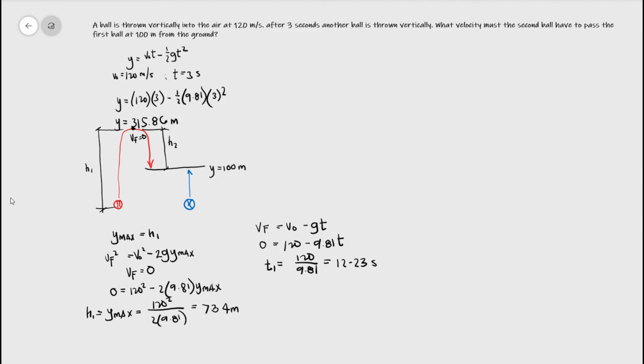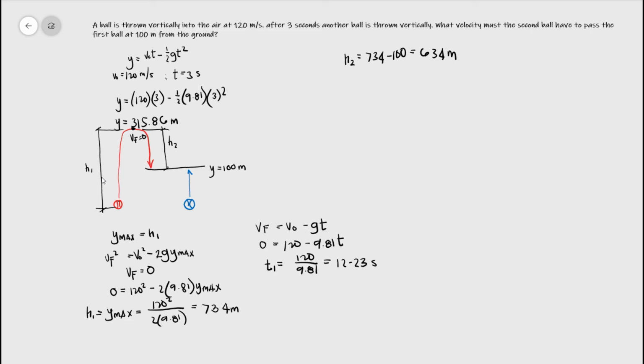Next, when the ball is traveling downward, we do not know our h sub 2, but we can get it since we know that this one is 100 meters, and the total height traveled by ball 1 is 734 meters. We can say that h sub 2 is equal to the maximum height minus 100, or 734 minus 100. This will be equal to 634 meters for h sub 2.